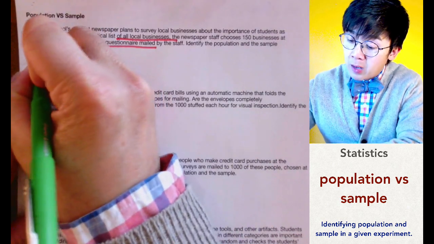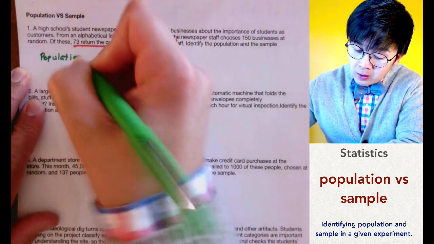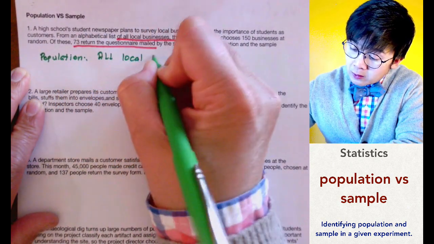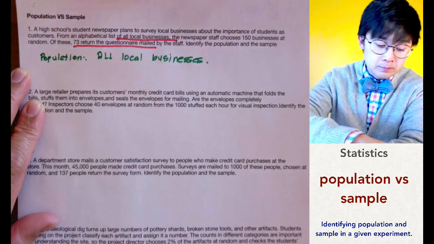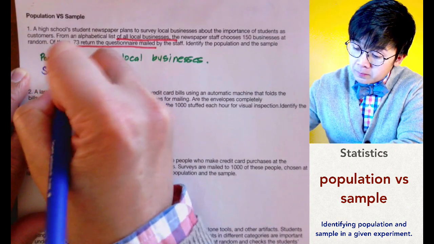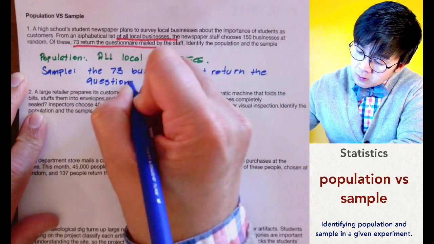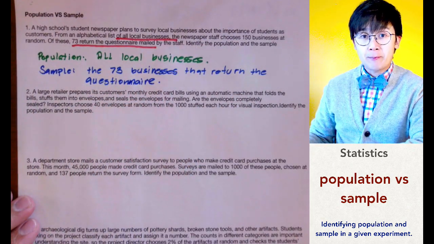So our population would be all local businesses, and our sample would be the 73. So this is how we identify population and sample from a given experiment.